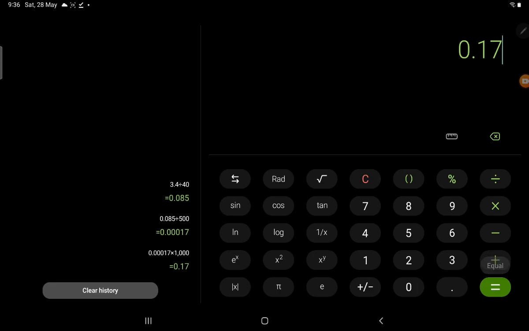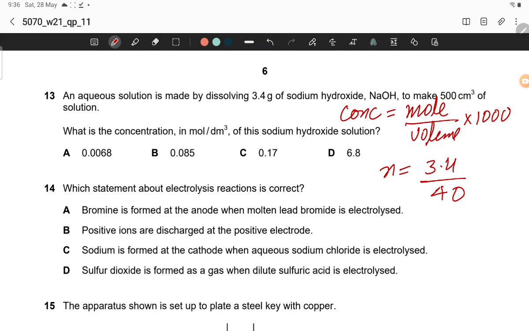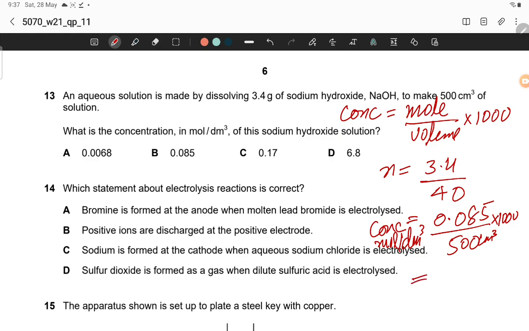Is equal to 0.17. So this is 0.085, this is mole, and mole divided by volume, 500 centimeter cube, into 1000, because concentration is mole per dm cube. The answer is 0.17. So C option is correct.